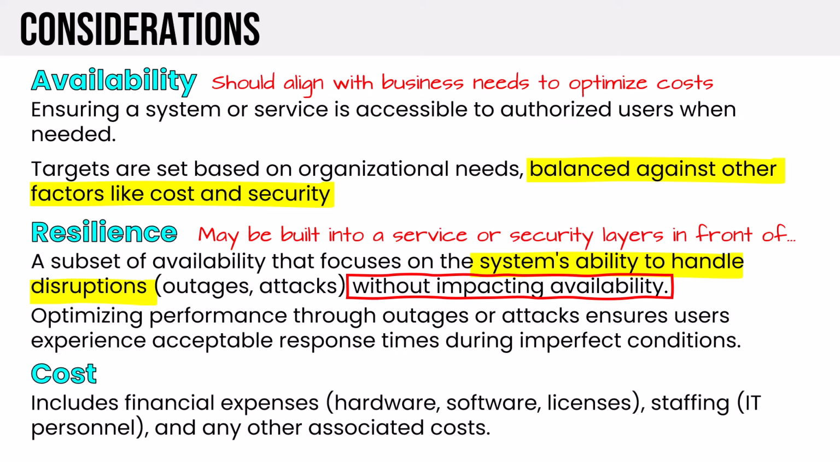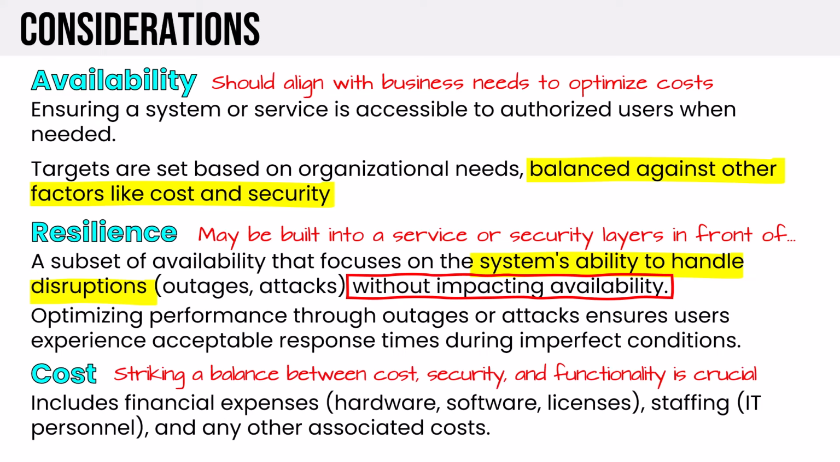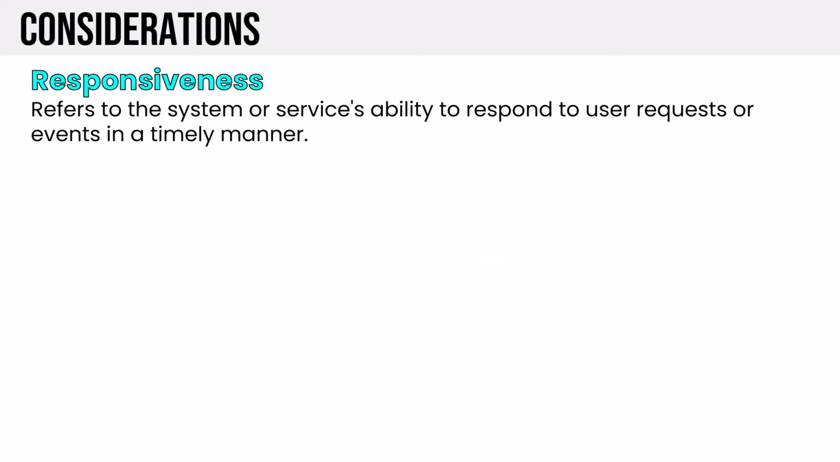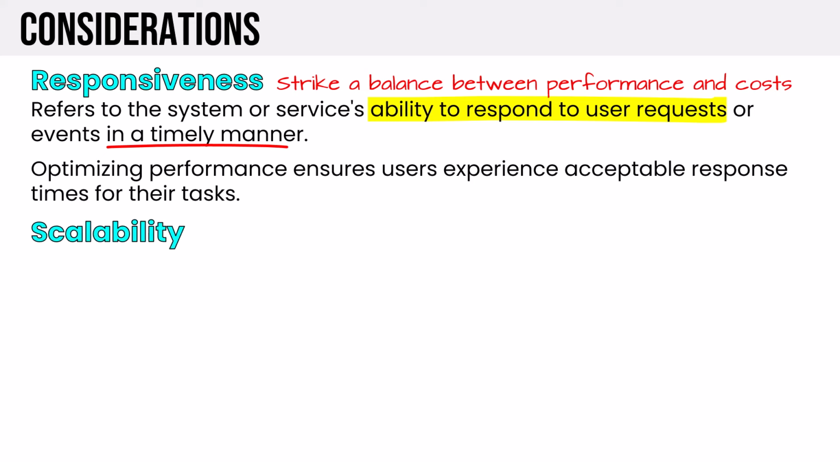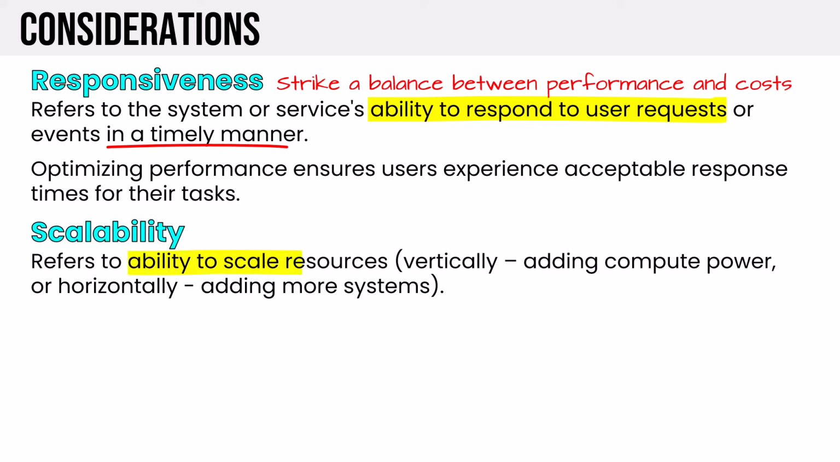Next, we have cost, which includes financial expenses, your hardware, your software, your licenses, and your staffing, your personnel, and any other associated costs. And again, we want to strike the balance between cost, security, and functionality. Next, we have responsiveness. This refers to the system or service's ability to respond to user requests or events in a timely manner. Again, optimizing performance ensures the user experiences acceptable response times, and we strike a balance between performance and cost.